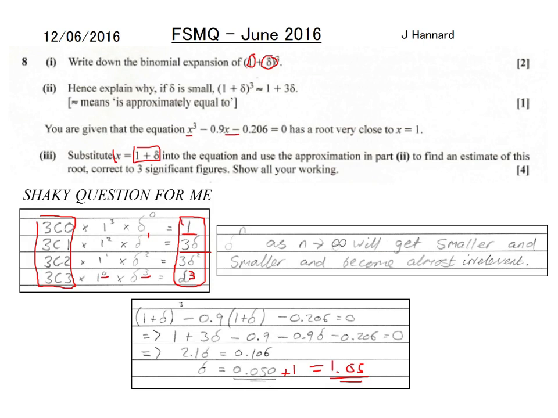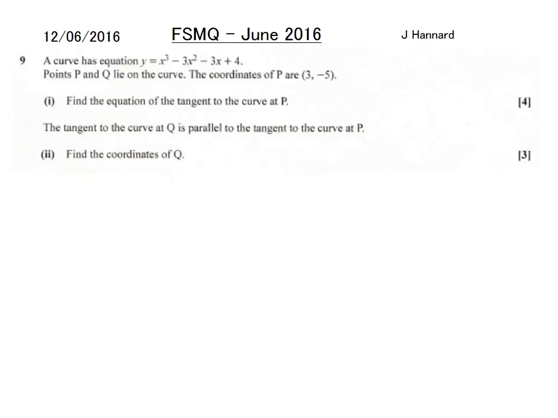Question 9 then, a curve has the equation y equals x cubed minus 3x squared minus 3x plus 4. Points P and Q lie on the curve, the coordinates of P are 3, minus 5. Find the equation of the tangent to the curve at P. So, we need a point, we need a gradient. We've got a point. How do we find a gradient? We differentiate, so power to the front, knock 1 off the power.